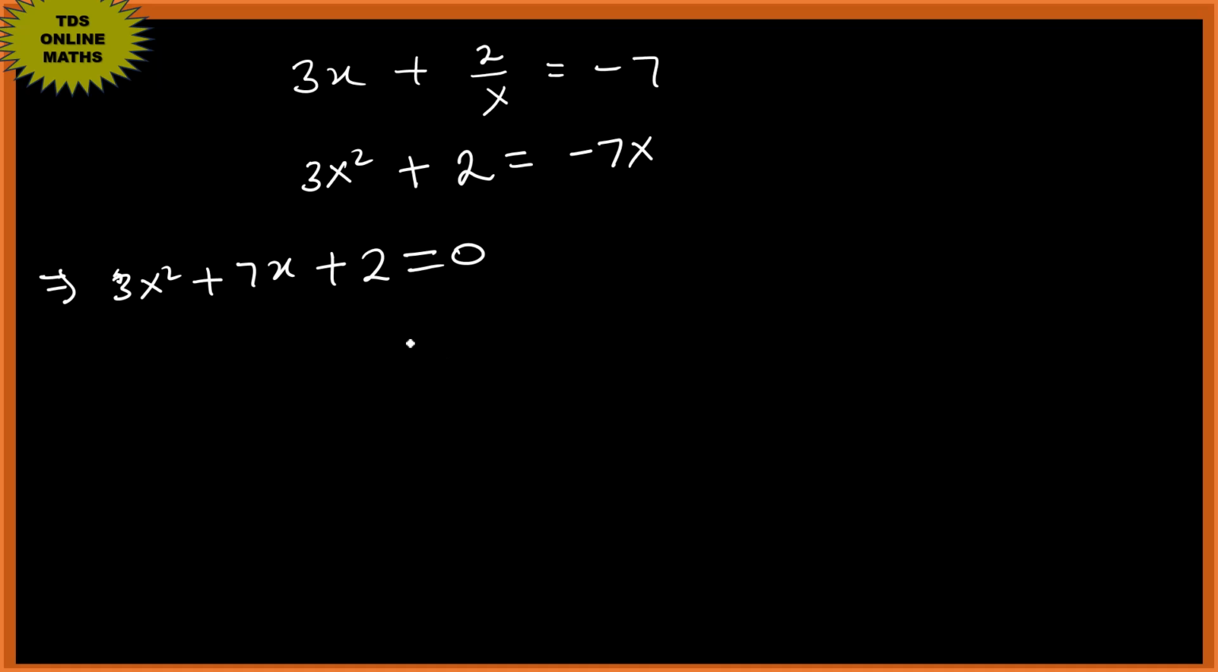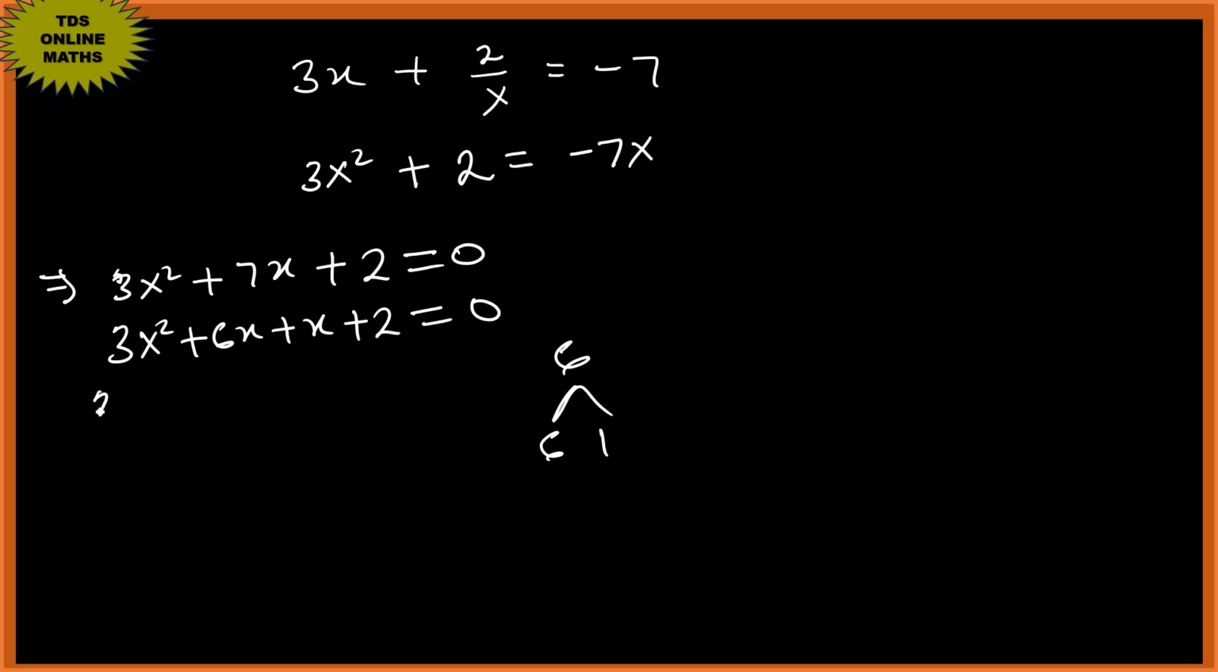You can use any of the methods of solving a quadratic equation. Let's look at the factorization method. I'll multiply the coefficient here by the constant. That will be 6. So I'll find two numbers that when I multiply them, I'll get 6, but when I add, I'll get 7. We know 6 times 1 is 6, and 6 plus 1 is 7. So we have 3x squared plus 6x plus x plus 2 equal to 0.